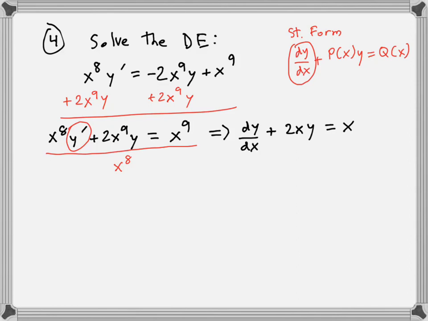So all of that was just step 1. Step 2, let's go ahead and find I of x. So I of x is equal to, remember this is p of x, right? This is p of x. Okay, so it's going to be e to the integral of 2x dx, which is equal to e to the x squared, right? Because the integral of 2x is just x squared.